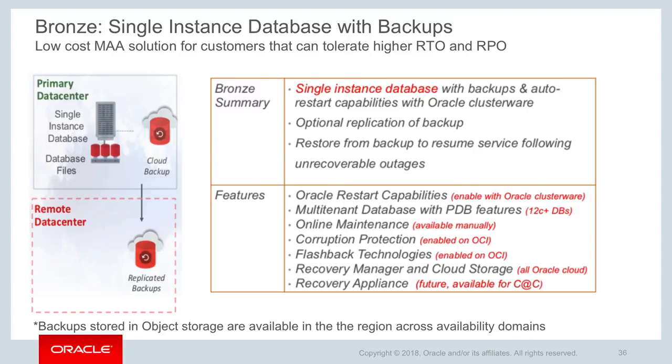We shall now look at the bronze model, which is a low cost maximum availability architecture solution for customers that can tolerate a higher recovery time objective and recovery point objective. This model basically requires that your single instance database is backed up to object storage, and you're then replicating your object storage to a remote data center.